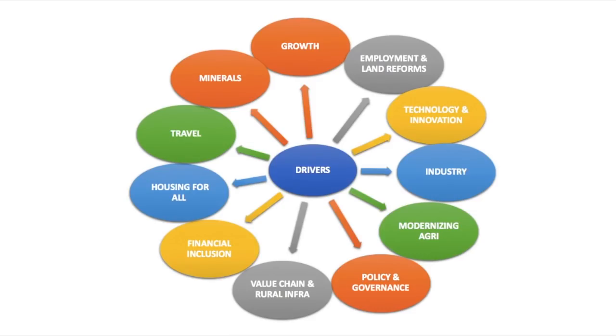Now let's jump directly to the first part of the report, or first major category, that is drivers. This particular category talks about the major drivers which can help India grow in a clean, sustainable, sustained, and inclusive manner. So, these are the major drivers which can help India achieve what it wants to achieve by 2022 when it turns 75. So, 11 drivers have been provided: growth, employment and land reforms, technology and innovation, industry, agriculture, policy, and so on and so forth.